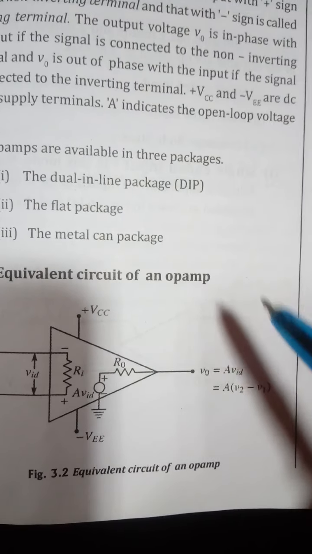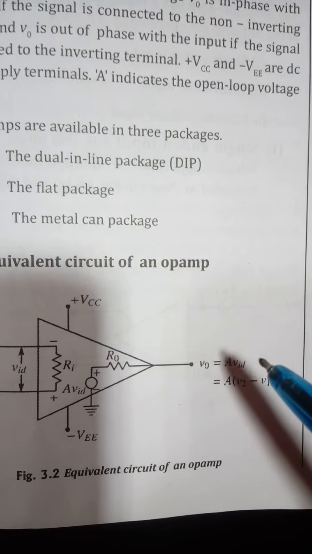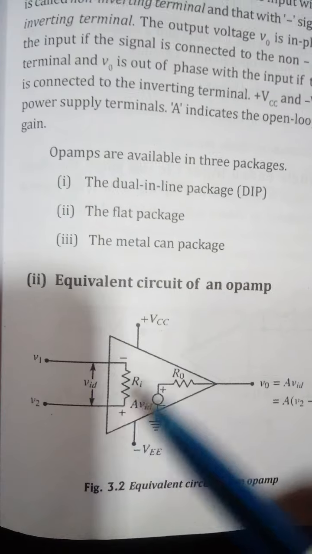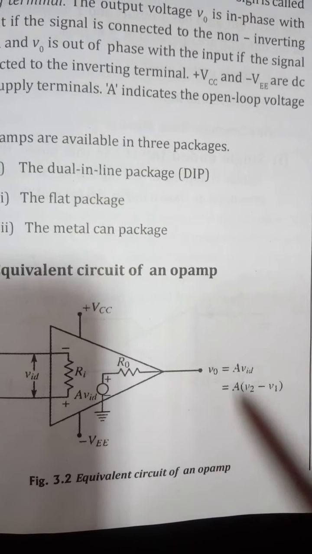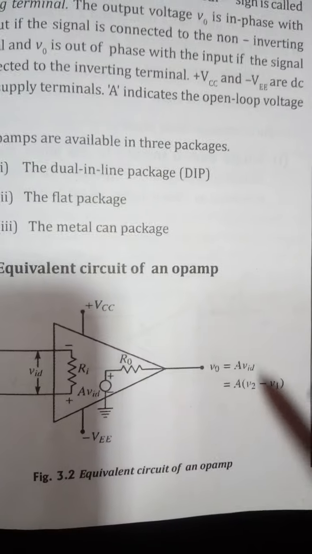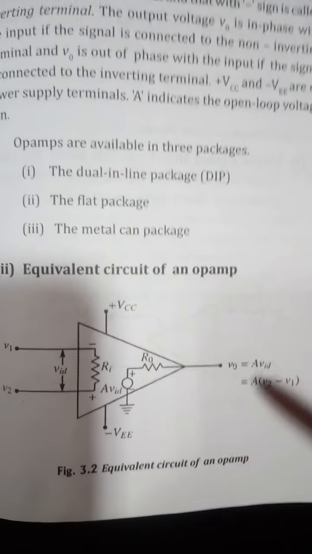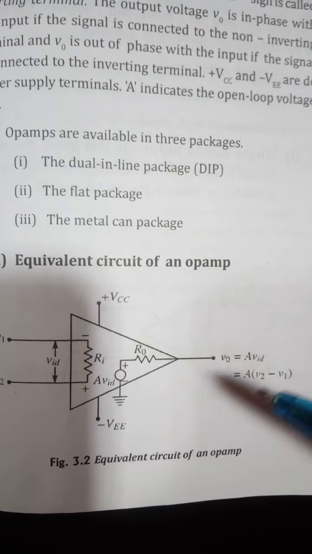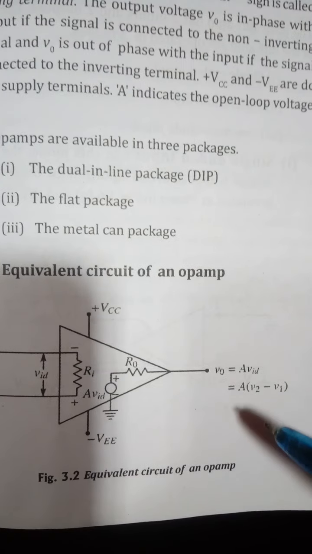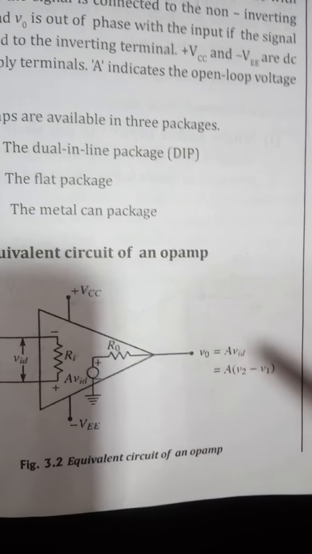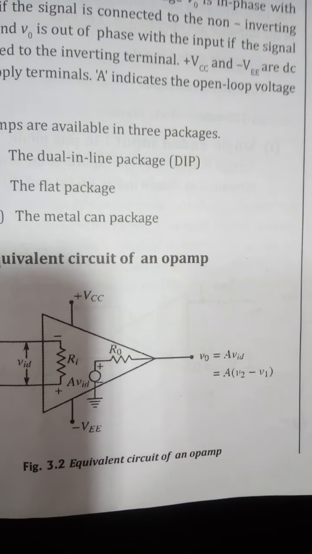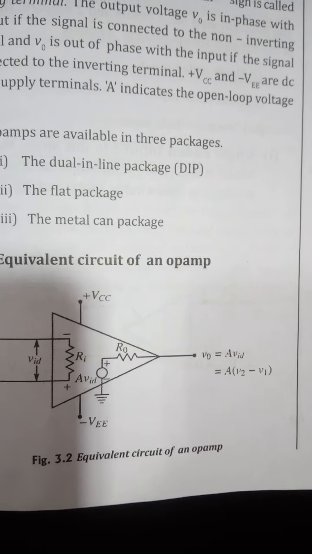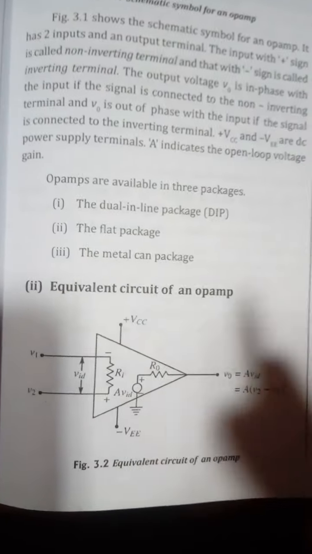The equation is V0 equals A into VID. VID, as I told you, is the potential difference between V1 and V2. That's why it is given as V2 minus V1. It can be V1 minus V2 also, in the case where V1 is higher than V2. And what is A? A is the gain of the op-amp, called the open loop voltage gain. These are the things you need to understand.